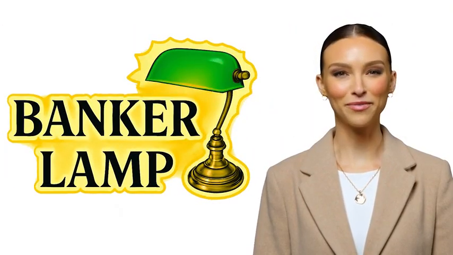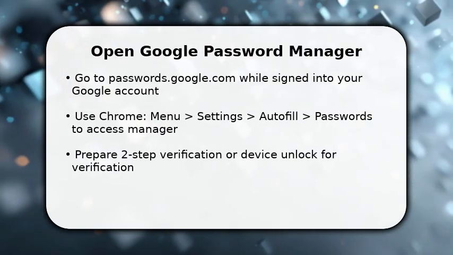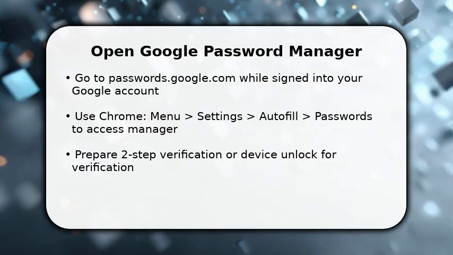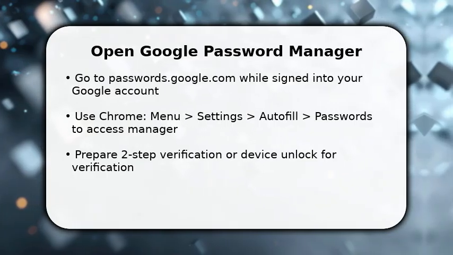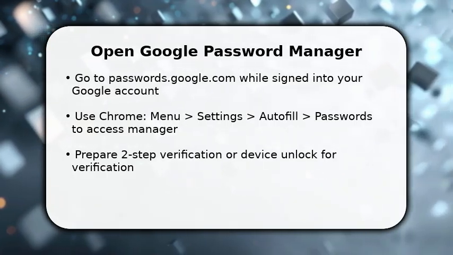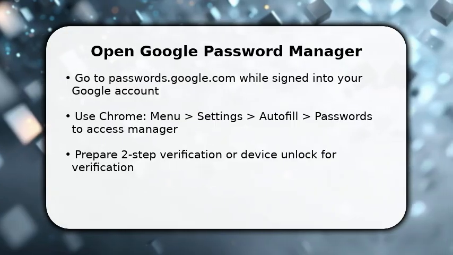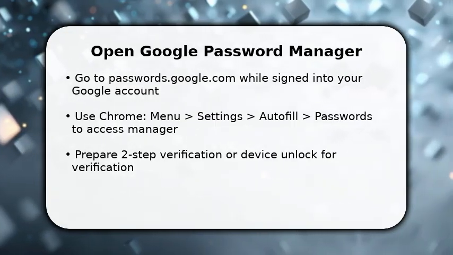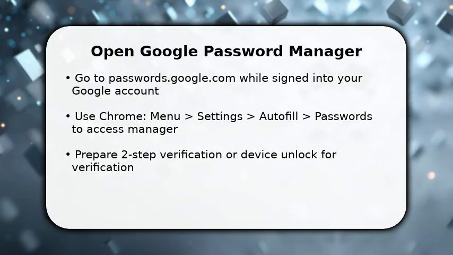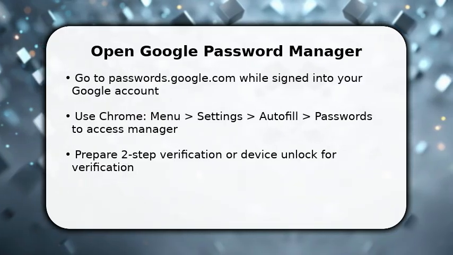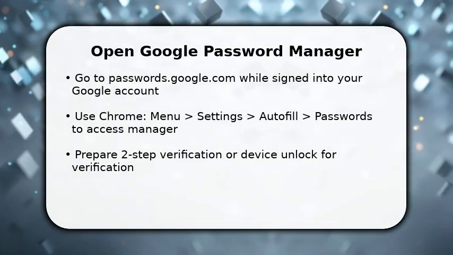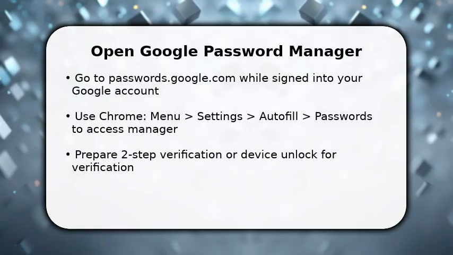Please enjoy the video. You start by opening Google Password Manager directly or via Chrome settings. This is where Google stores passwords you saved. Sign in with the Google account that holds the data and be ready to confirm your identity. Once signed in, you'll see an overview of saved sites. Make sure you have your phone or two-step verification method nearby, because Google often asks for reauthentication before showing sensitive entries.